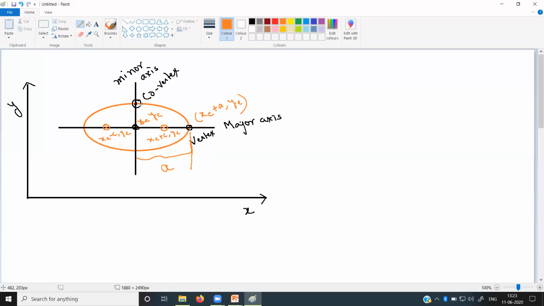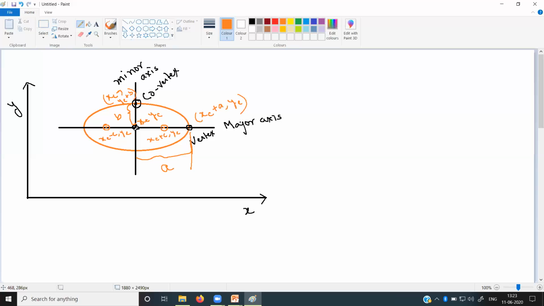Similarly, what is the coordinate for the co-vertex? The coordinate for the co-vertex will be, this is the xc, yc, the center point, and assume the length of the minor axis is b, and the length of the major axis is a. So we can write it like this: my xc will be as it is, it will not change, but the y coordinate will change and it will be yc plus b.